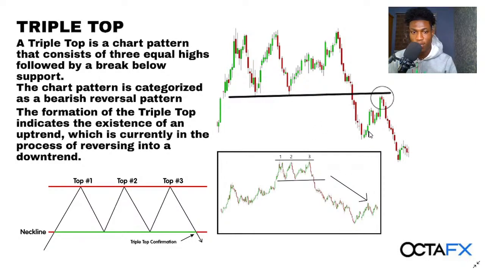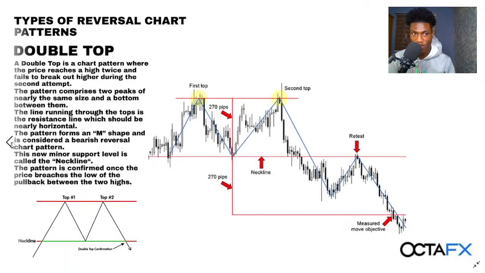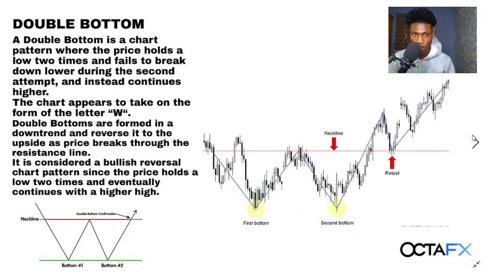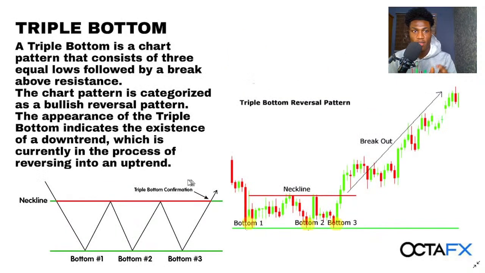The triple bottom is the opposite of the triple top. Okay, don't get confused. You have the double top, and the double bottom, which is two lows. And you have the triple top, where price cannot break above the resistance and has formed three equal highs. And you have the triple bottom, right?